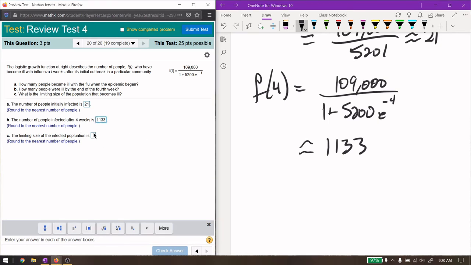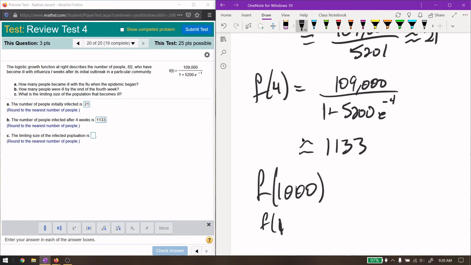Okay, the limiting size of the infected population is what? That's the same thing as thinking as t goes towards infinity. So if you plug larger and larger values into here, we could do that. We could plug in 1,000 weeks, plug in a bunch of zeros, like a billion or whatever. We could do that and we'll actually see the number come out.